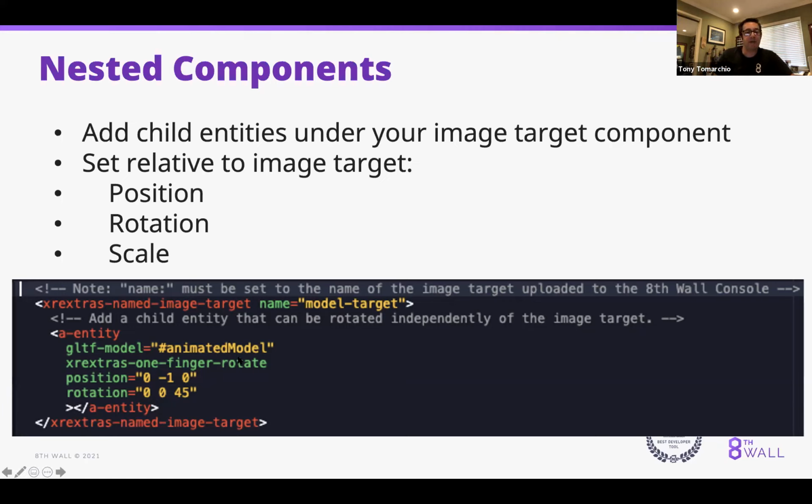And then you can also do things like maybe you add gesture controls. You want to interact with the 3D model and allow people to rotate it or pinch scale without impacting the actual location of the image target. So nesting components is something that, if you haven't done it in any of your projects, definitely opens up a lot of doors and gives you a lot of flexibility here.